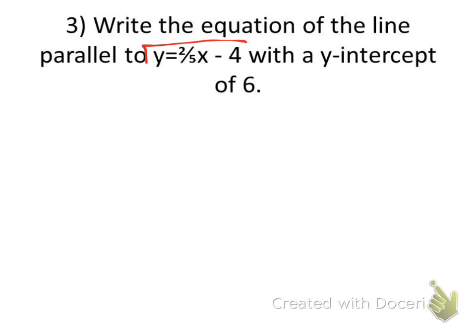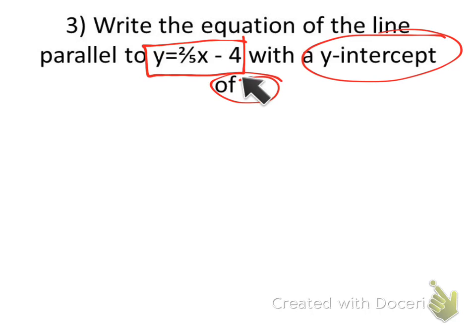What you need in your notes, since it's the same exact directions as number 1, and you already wrote number 1, you should be good. You need y equals 2/5x minus 4. That's the line we want to be parallel to. But we want a y-intercept of 6 now instead of a y-intercept of negative 4. You forget the b. The old b is not important. The only thing that we want from that old line is the m. So the m is 2/5. Then forget about that line. You don't even need it. All right, what's b? 6.